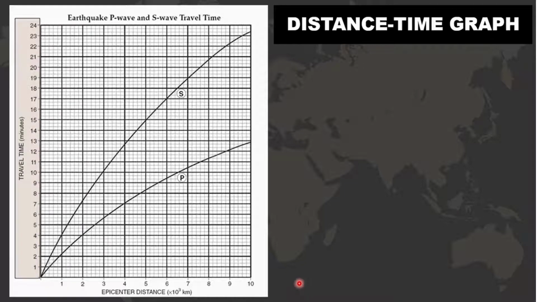The vertical line is intended for time with a unit of minute. The horizontal line is for the epicenter distance with a unit of kilometer. This is the S wave curve and this is the P wave curve.